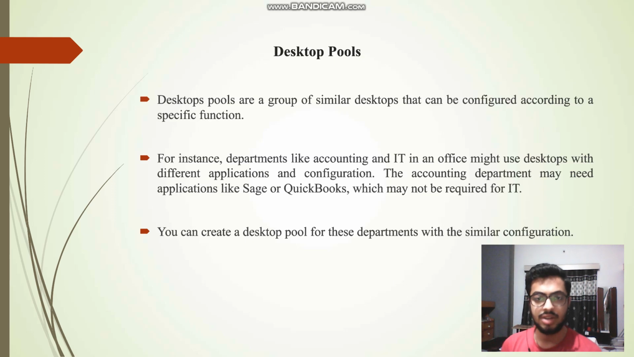The next component is desktop pools. Desktop pools are a group of similar desktops that can be configured according to a specific function. For instance, departments like accounting and IT in an office might use desktops with different applications and configuration. The accounting department may need applications like Sage or QuickBooks, which may not be required for the IT department. You can create a pool for these departments with a similar configuration.